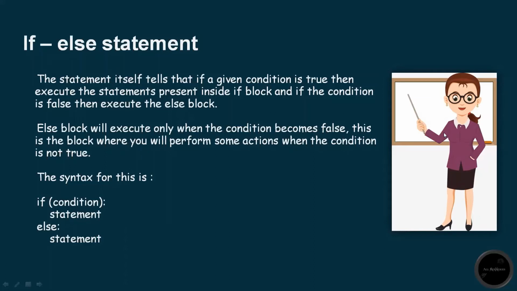Basically, if I'm taking a program where the code checks if a person is above 18 or below 18 for eligibility to vote, then I'll be writing if, then giving the condition: if age is greater than 18, then the statement would be print you are eligible to vote. And if this condition becomes false, I'll be giving the else block, and inside that I'll be writing the statement print you are not eligible to vote. So that was quite clear how if else works. Let's move on.